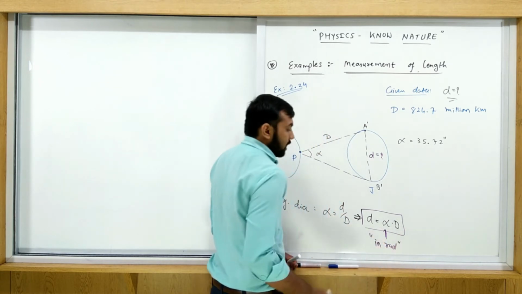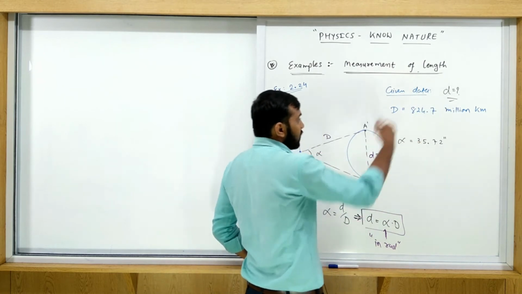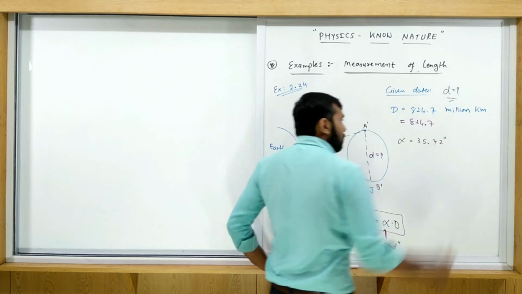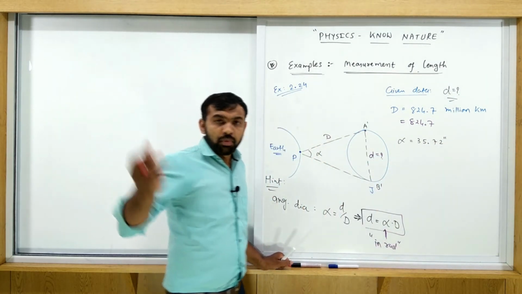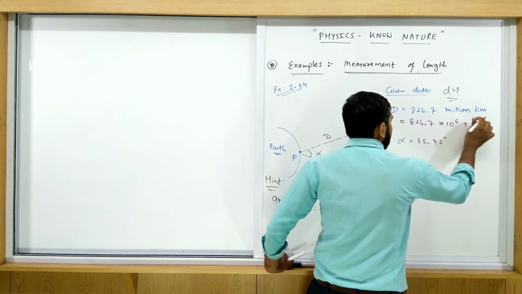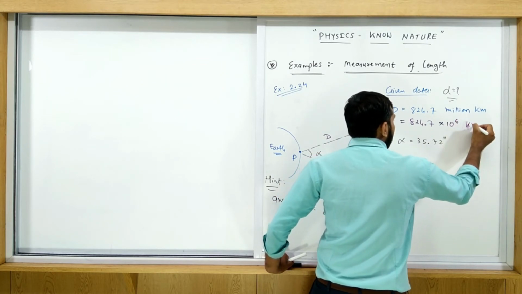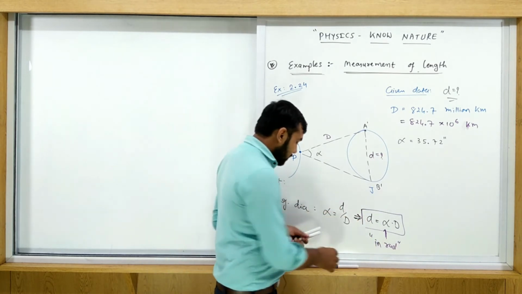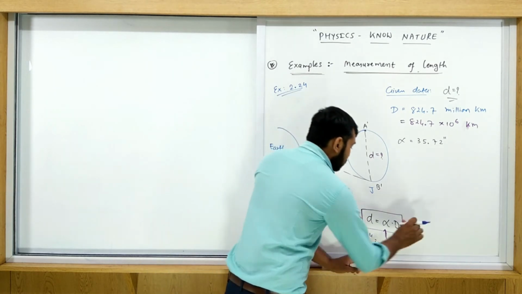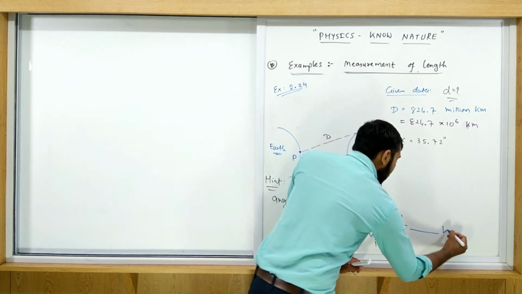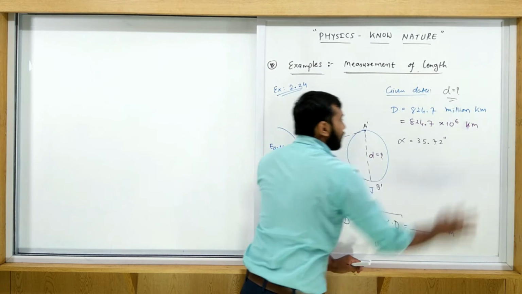Alpha is in radian. And consider this d, convert in kilometers. So what is this? 824.7 million means 10 raised to 6. Million means what? 10 raised to 6. So 10 raised to 6 kilometer. So this answer is converted into kilometer. So finally we get the answer in terms of kilometer. After putting all this value, you get the answer of small d in kilometer. Why? We convert in kilometer.